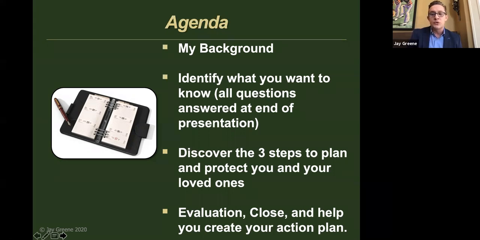We'll also discover the 3 steps to protect you and your loved ones. What we're going to do at the end is an evaluation, because it's very important to me that when I'm speaking, I know how I've done. Andreas will send you a link at the end so that you can let me know how you thought I did, and also if you're interested in moving forward with us. That gives you an idea how you can create your action plan.